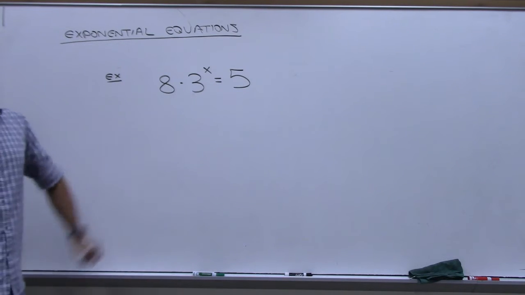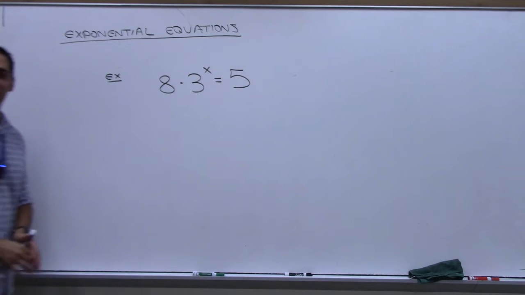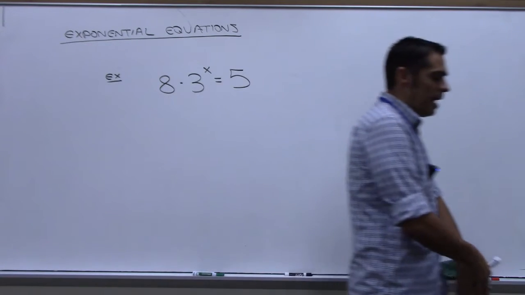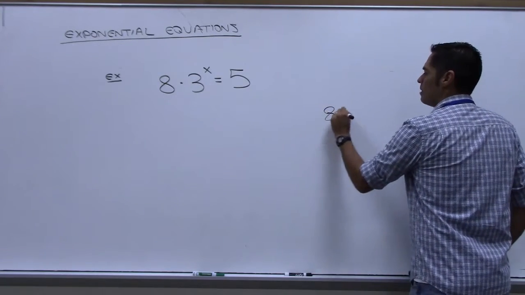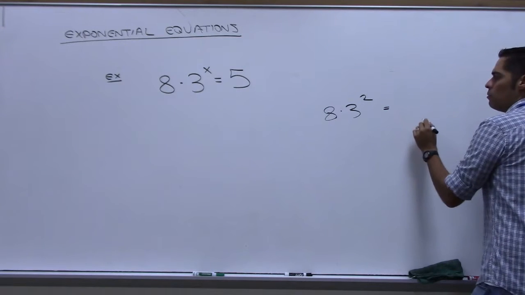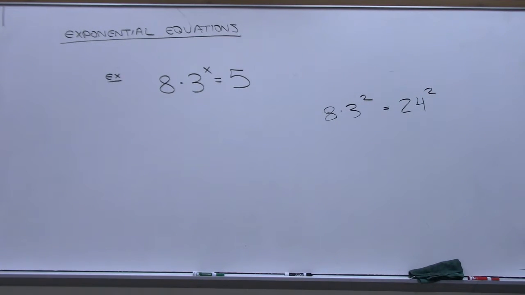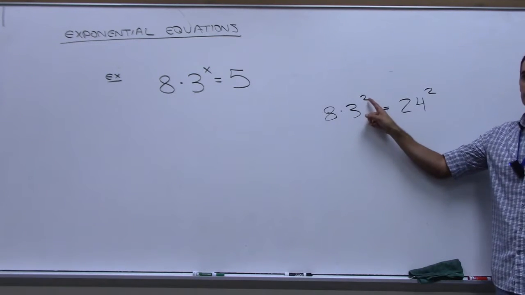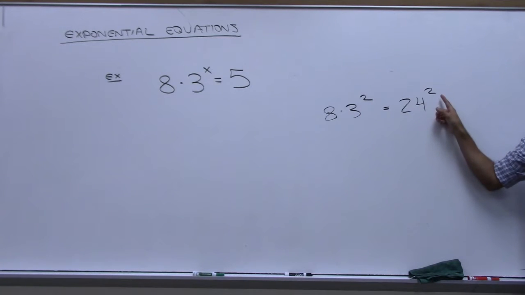Multiply 8 and 3 together? Why would you do that? Well, because some people do. Can you multiply 8 and 3 together? Could you make the 8 times 3 24? Think about this for a second. If I have 8 times 3 squared, is that equal to 24 squared? What's 3 squared? 9? 9 times 8? 72? 24? No way, right?